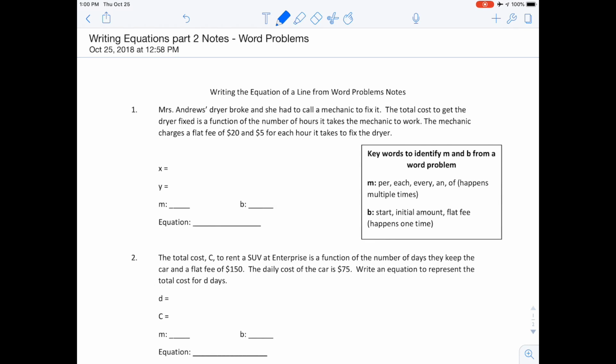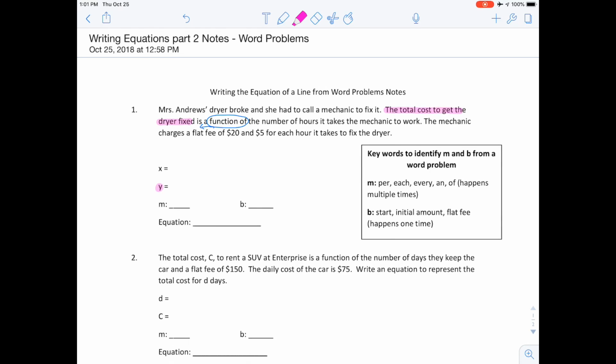All right, so let's read number 1 here. It says, Mrs. Andrews' dryer broke and she had to call a mechanic to fix it. The total cost to get the dryer fixed is a function of the number of hours it takes the mechanic to work. And I'm going to stop right there because if you remember when we did domain and range, anytime you see this phrase function of, whatever comes before it, that's going to be your range or your y values, right? Because remember, the range is the y values. So this first part of the sentence, the total cost to get the dryer fixed, that's going to be our y values. So I'm going to go ahead and highlight there so I don't forget that.